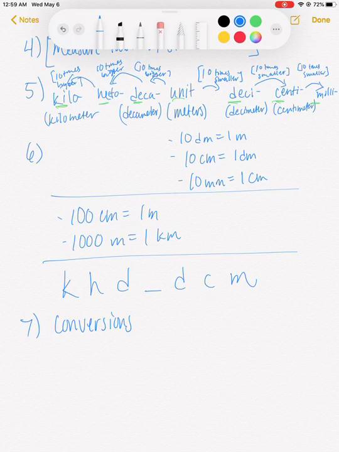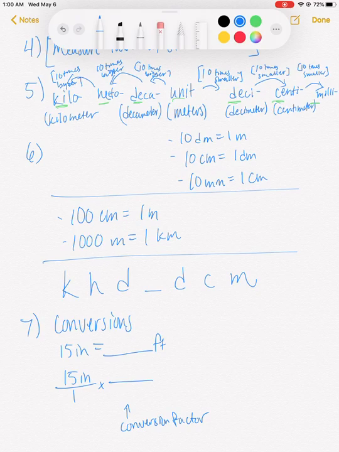Let's say that we'll start with the U.S. customary, and we'll do a conversion there. Let's say they have 15 inches. I want to convert that to feet. So I start out with 15 inches, and I put over 1. And I create a chain, or just one conversion factor, and I multiply it to my 15 inches over 1, so I can change the inches into feet.